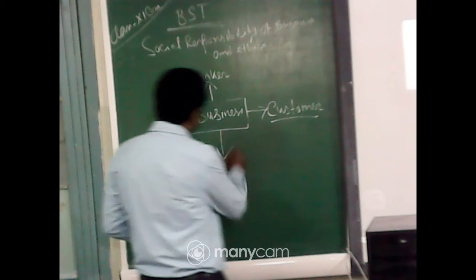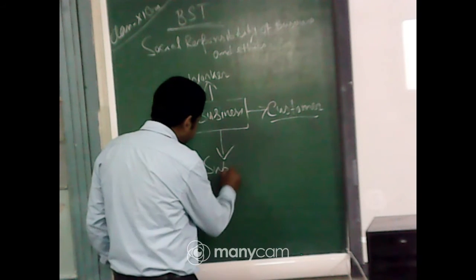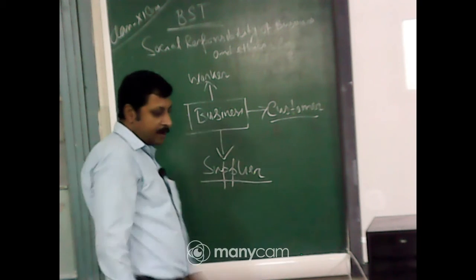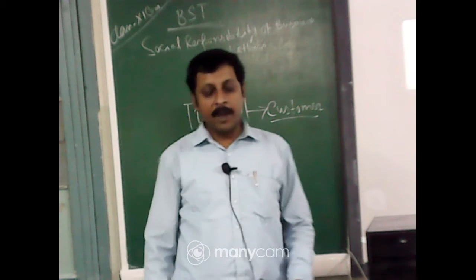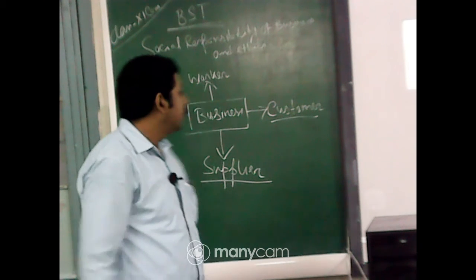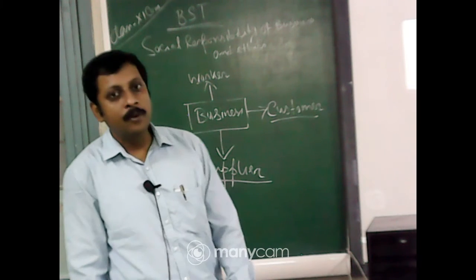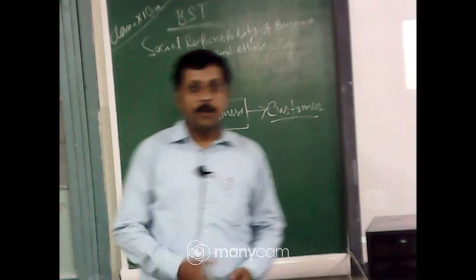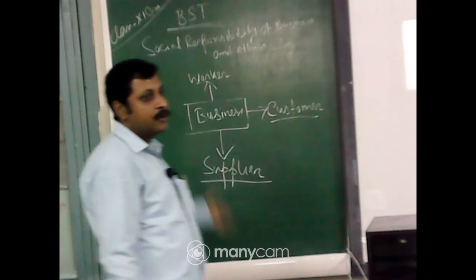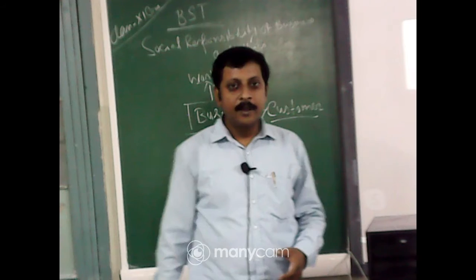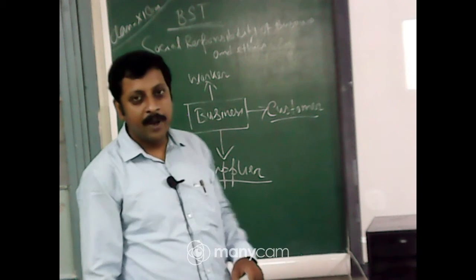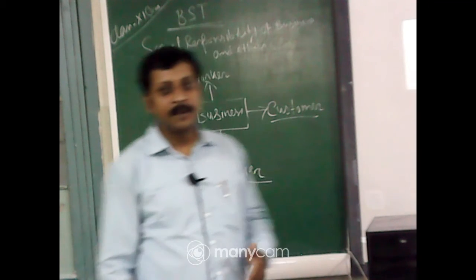Now come to the third, that is supplier. Who is a supplier? Supplier means the one who supplies the raw material for you. To manufacture your product, you need some raw material, and this raw material is supplied by the supplier. The supplier is one of the important interest groups related to business.